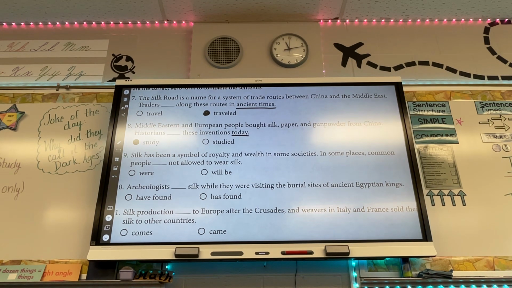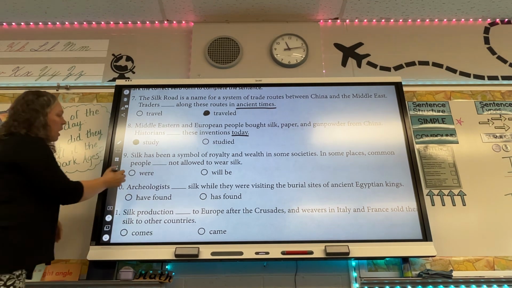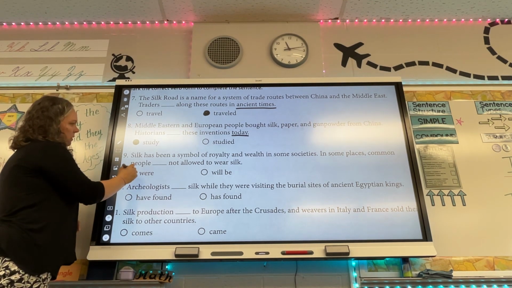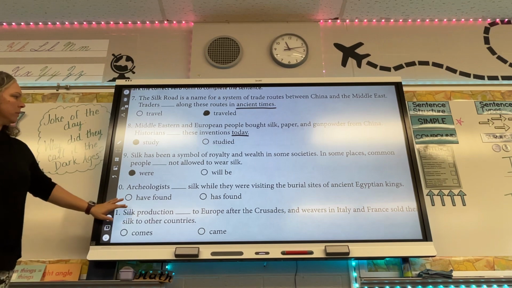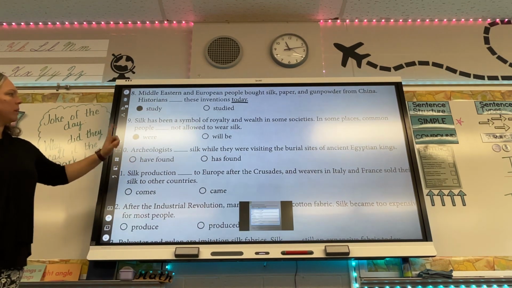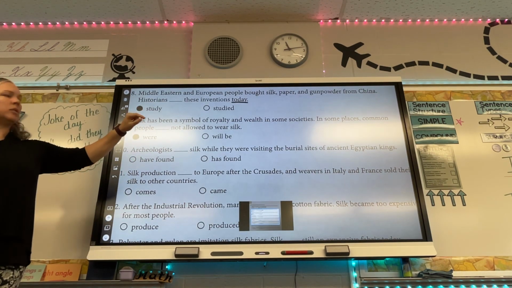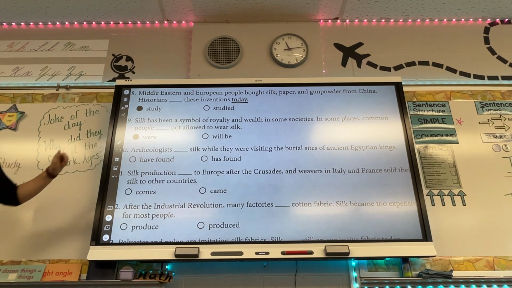Number 9, silk has been a symbol of royalty and wealth in some societies. In some places, common people blank not allowed to wear silk. Kaylin? Common people were not allowed to wear silk. We wouldn't say common people will be not allowed to wear silk. That wouldn't make sense. Okay. Would be fine too.